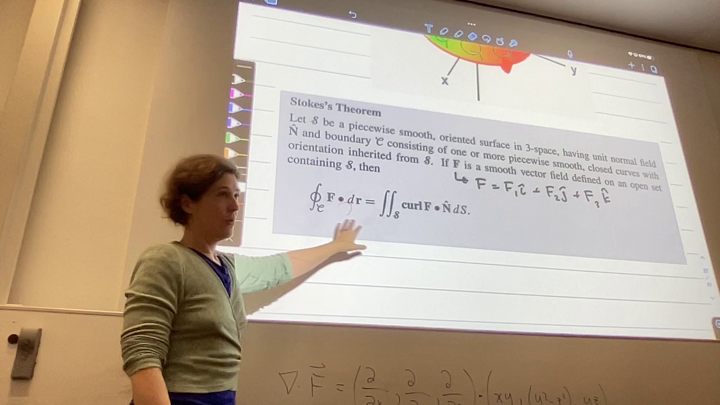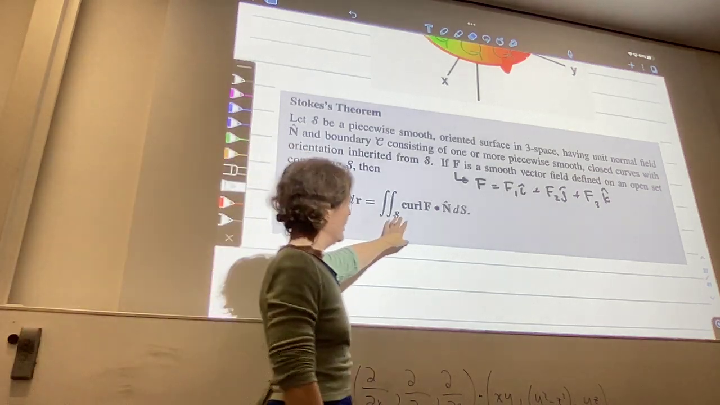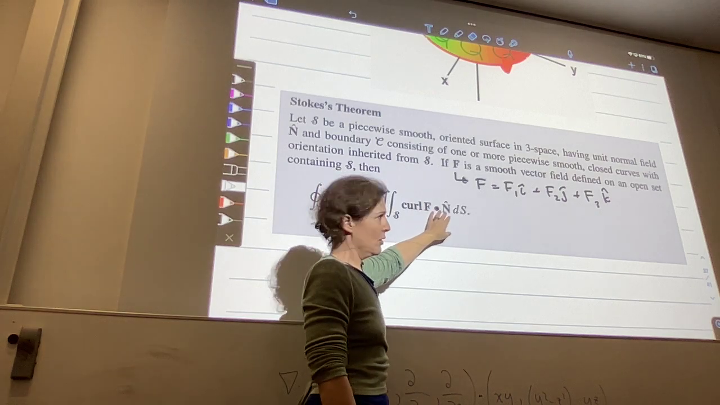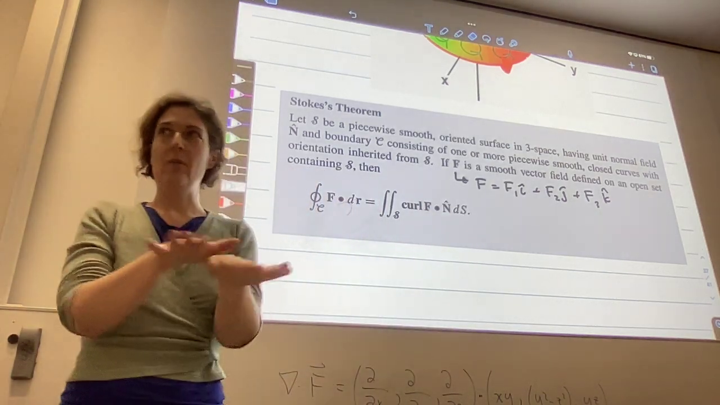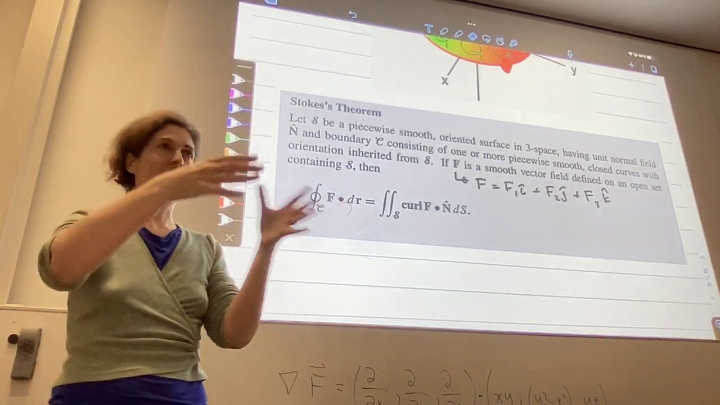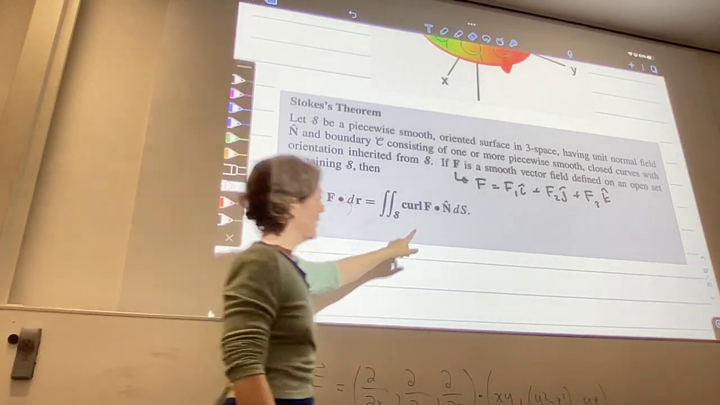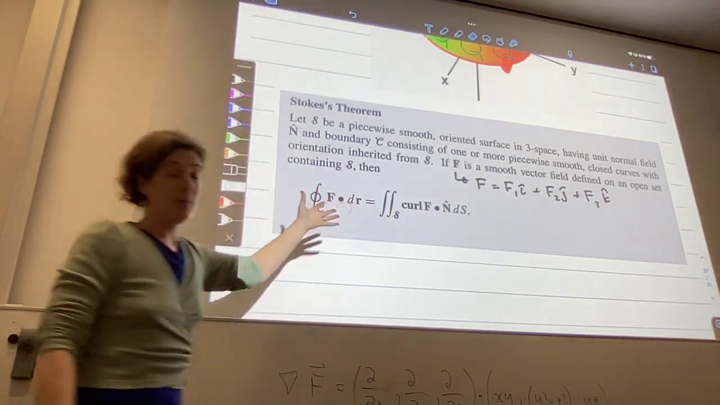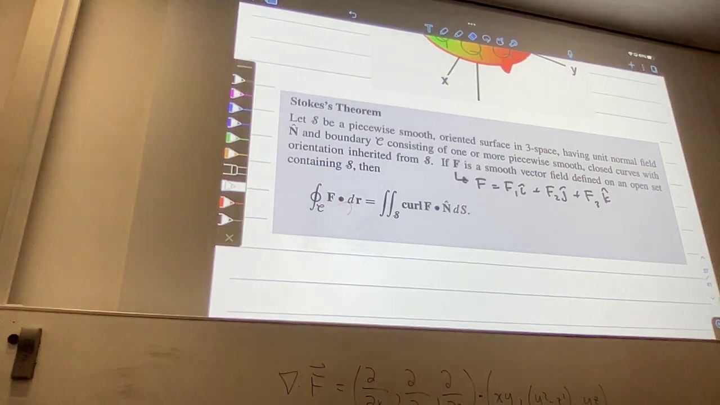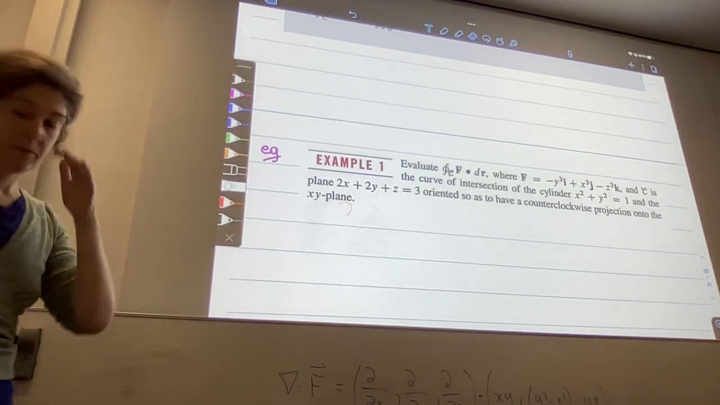But we have something that looks quite similar to Green's, except that our curl is going to be dotted with the normal of the surface. So we didn't have to worry about that when we were in the xy plane, but now we're having to think about how our curl orients with respect to the surface, and that's what's happening when we have our normal over here. But essentially we've got basically the same thing happening that we had before. So the intuition is very similar.